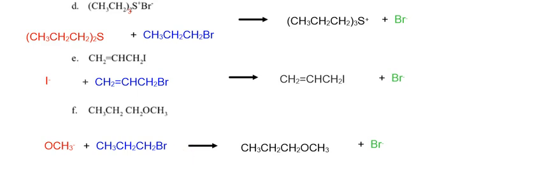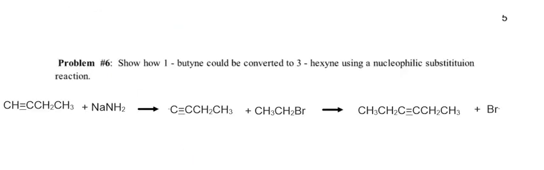Let's go on to the next page. So I couldn't recall if we actually went over something like this. We may have skipped this idea back when we were working with the alkanes and alkenes and alkynes, that kind of stuff. So last chapter, no, 2 chapters ago. So it says, show how 1-butane can be converted to 3-hexane using this nucleophilic substitution reaction. I think I spelled substitution wrong.